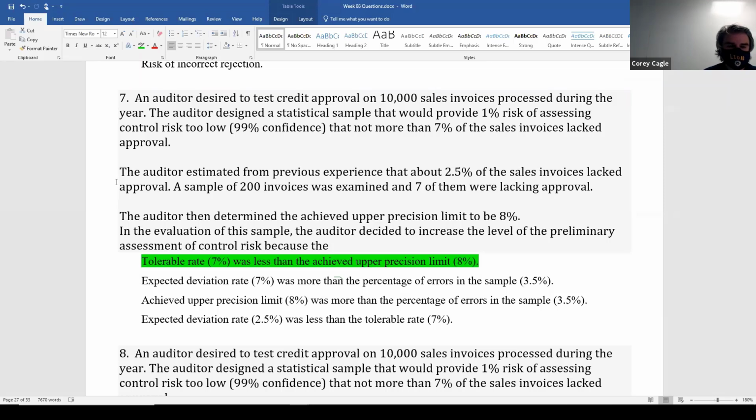So now they're evaluating this sample to see if the sample proves that everything's okay or if they have a problem with what it proved, right? So how are they going to do that? In evaluating this sample, the auditor decided to increase the level of preliminary assessment of control risk because what would cause them to do this? All of this cranked out an upper precision limit, which we've been calling the maximum upper deviation rate. Yeah, an upper deviation rate of 8%.